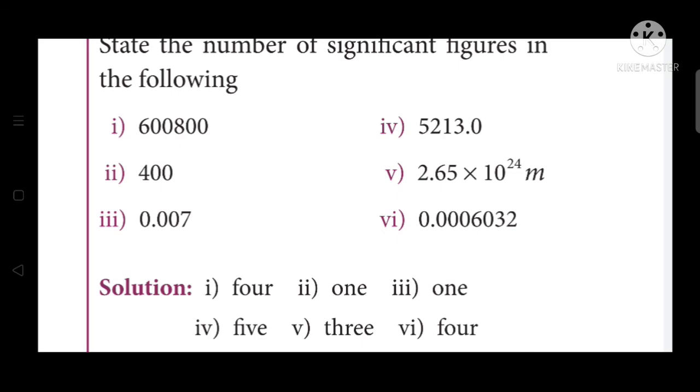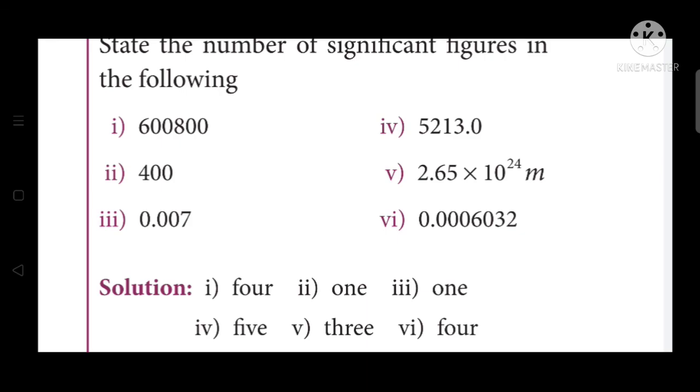Next example, 2.65 into 10 power 24 meter. According to the rule, in the given number, the 10 power should be neglected while counting the significant figures. So with respect to that rule, this number has 3 significant figures.